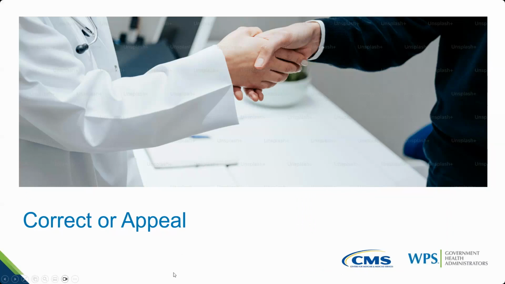Next, I want to talk about when you need to correct or appeal the MAC's decision to pay or deny a claim. For those of you unfamiliar with that acronym, MAC stands for Medicare Administrative Contractor. WPS is the Medicare Part A and B Medicare Administrative Contractor for Jurisdiction 5, which are the states of Iowa, Kansas, Missouri, and Nebraska, as well as those national Part A providers that were with us before the transition from a carrier to a MAC. And we are also the MAC for Part A and B in Indiana and Michigan.